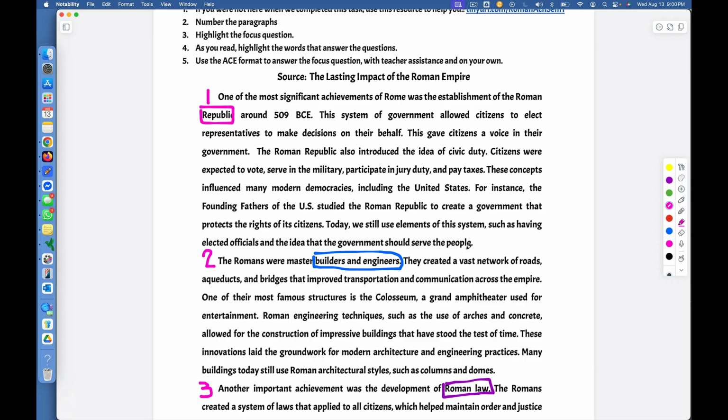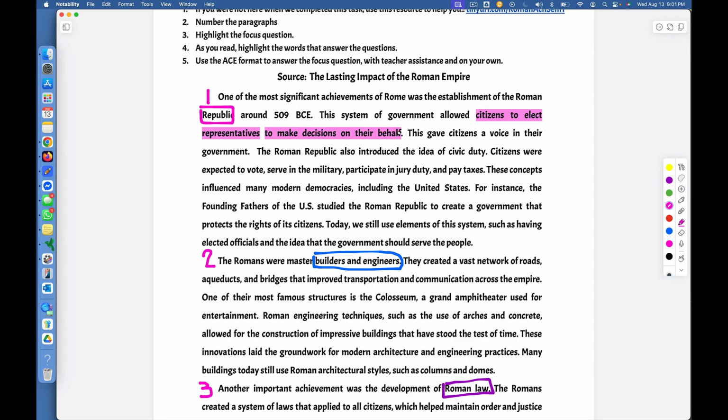That will be highlighted. And then I'm going to underline, using the same color, how it impacted our modern world. So this system of government allows citizens to elect representatives. So we're going to highlight citizens elect representatives to make decisions on their behalf. This gave citizens a voice in their government.